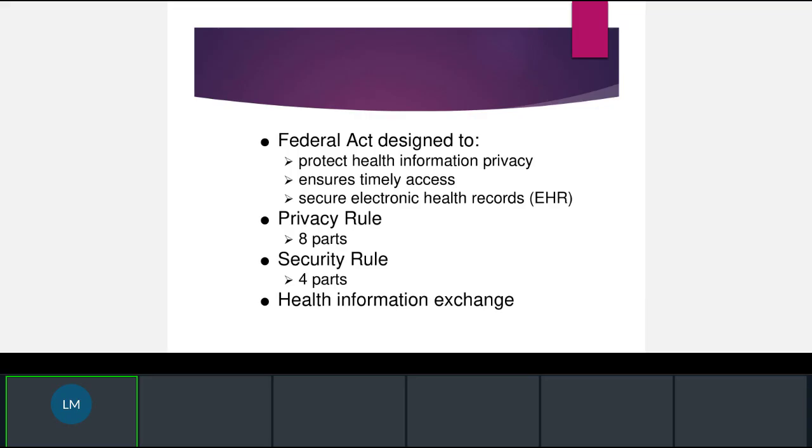So health information privacy is key. It ensures timely access for providers and patients, and it secures electronic health records. Okay, there's two parts to it. There's the privacy rule, which has 8 parts, and those are listed on pages 352 and 353. And when you see PHI, that stands for Protected Health Information. And there's 4 parts to the security rule, which are also listed on page 353.